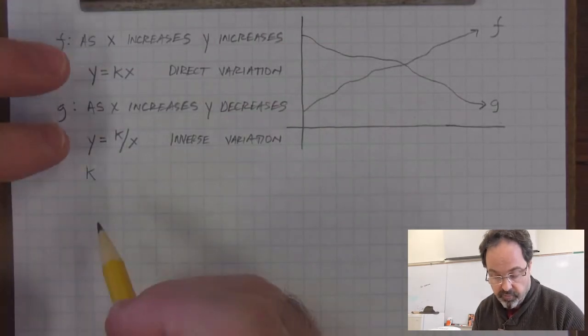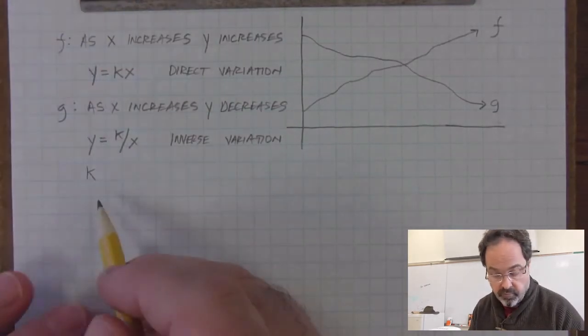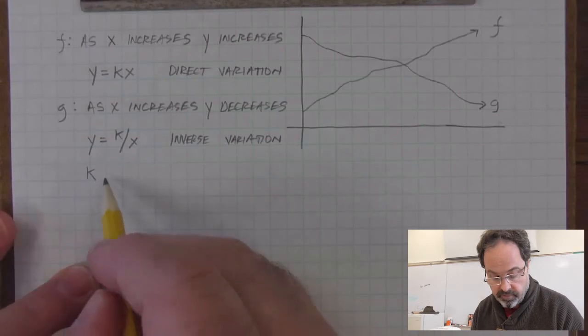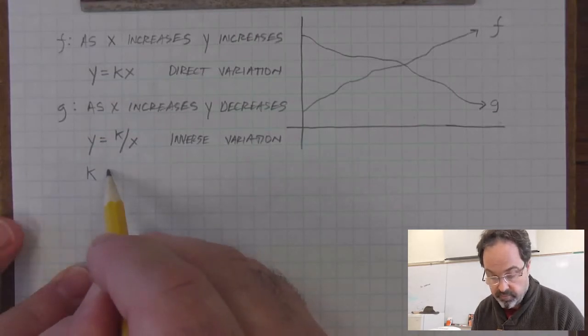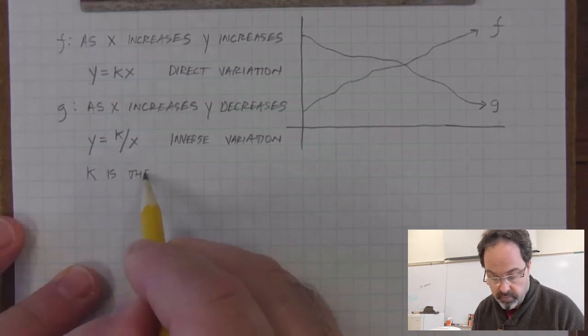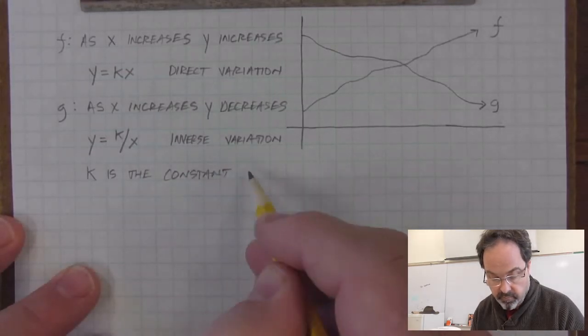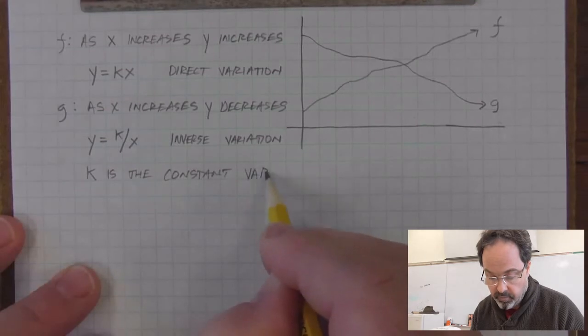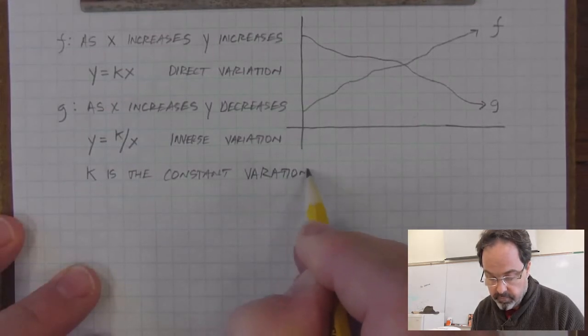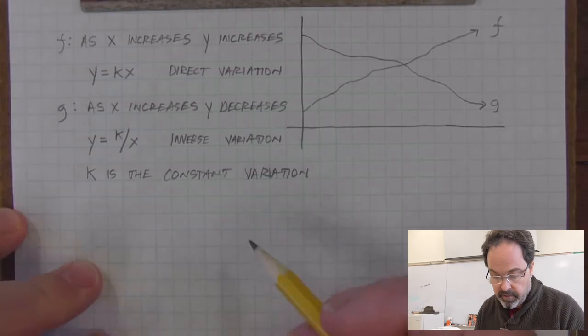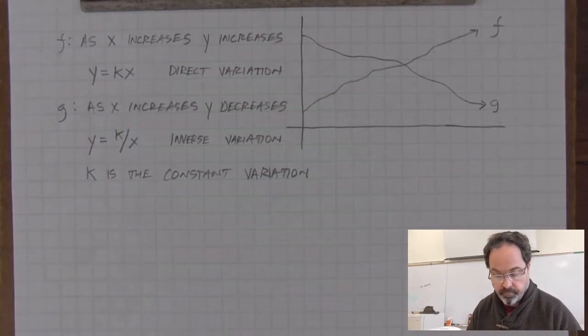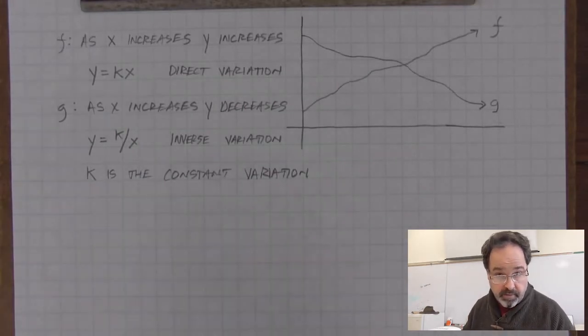The k that shows up in the structure of these two fundamental forms of variation is what we call the constant of variation. It's not a variable in itself. We could call it a parameter. And if we were to have a problem and knew the variation, then we would need more information in order to be more complete in what the equation is.